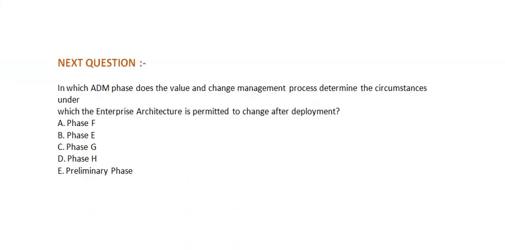Next question is, in which ADM phase does the value and change management process determine the circumstances under which the enterprise architecture is permitted to change after deployment? Option A, phase F. Option B, phase E. Option C, phase G. Option D, phase H. And option E, preliminary phase. The correct answer is option D.